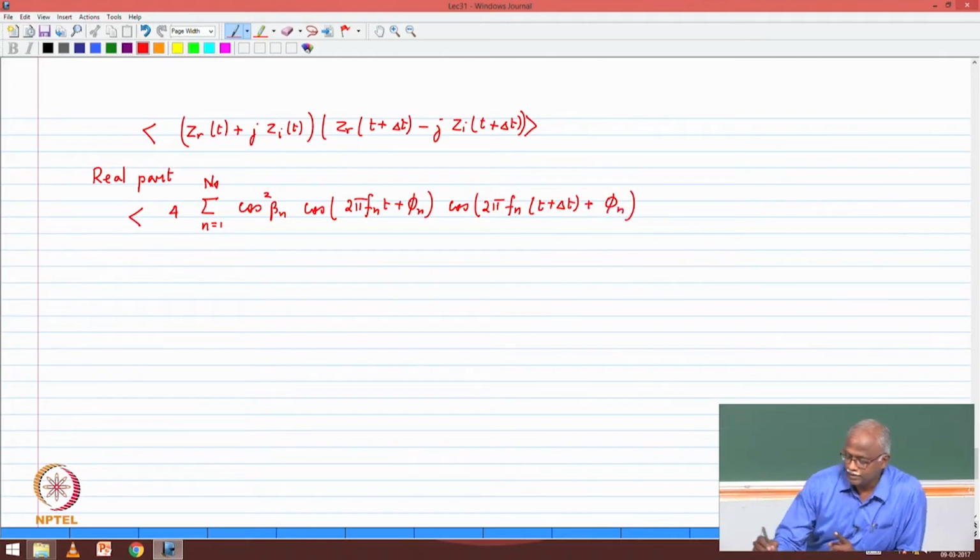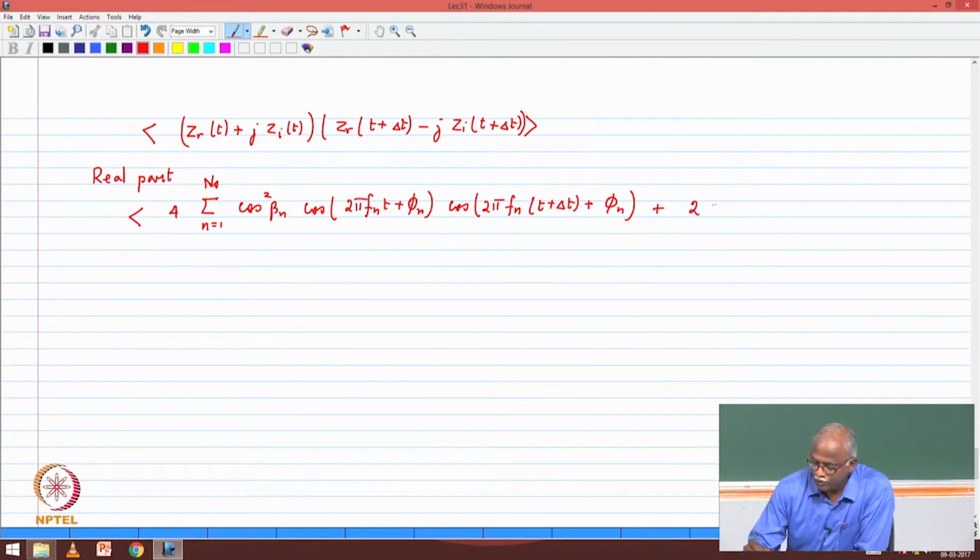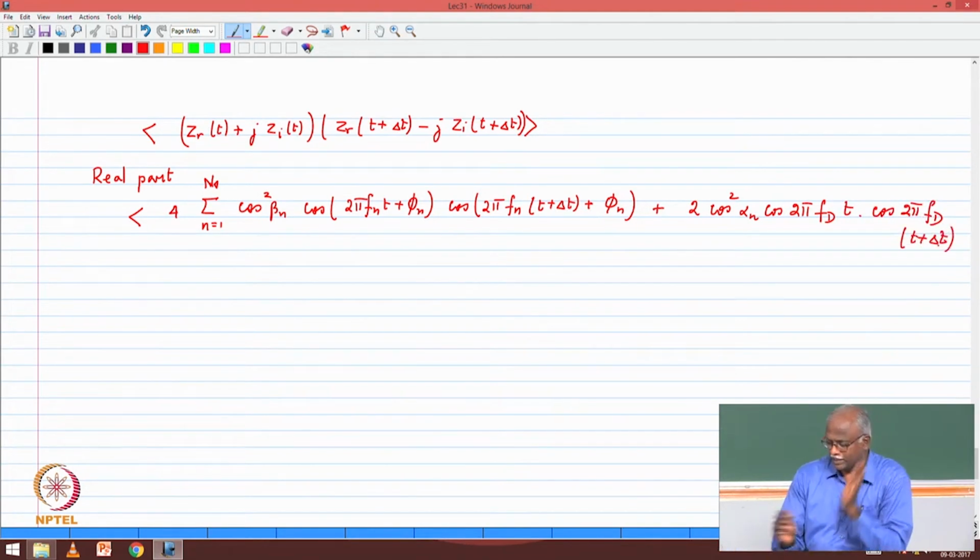Okay? And then there is the last term, the fd term, that will give you 2 times cosine squared alpha n, cosine 2 pi fd t times cosine 2 pi fd t plus delta t. Okay, so you see basically cosines of the same frequencies, those are the only terms that remain.